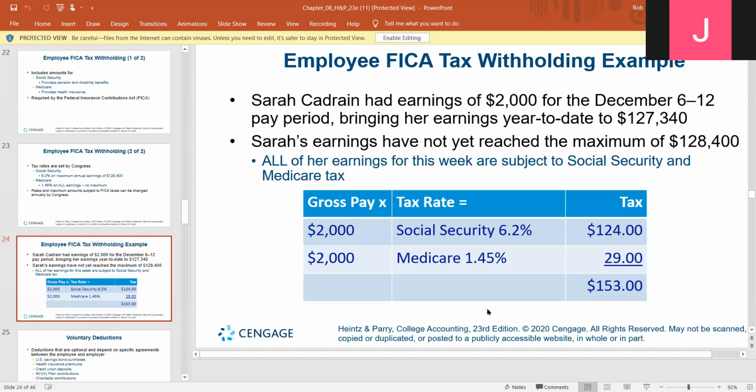Sarah Cadron had earnings of 2,000. It brings her year-to-date earnings to 127,340. Well, she has not reached 128,400 yet, so her entire paycheck of 2,000 is subject to the 6.2%. Same thing with the Medicare.